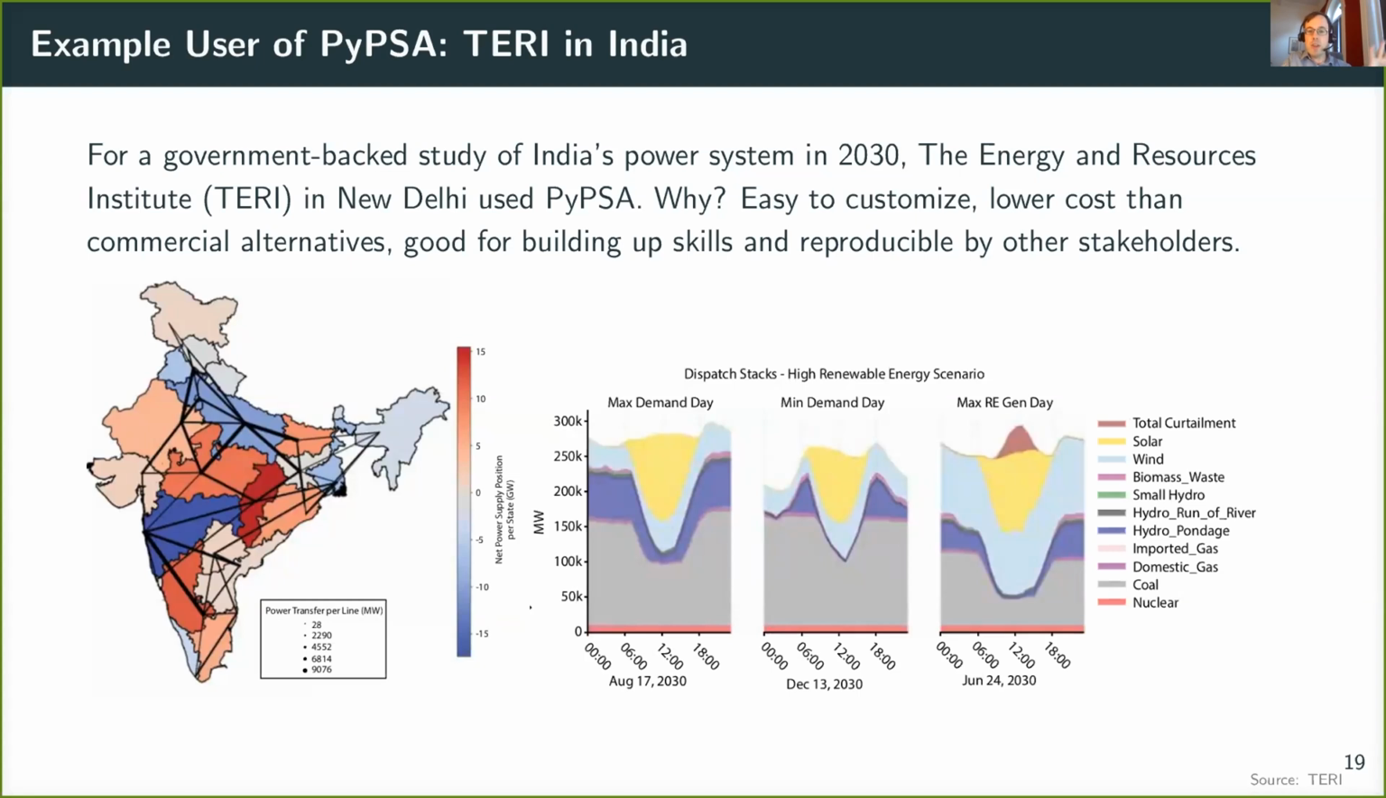There was an NREL study that was done from outside, looking at India in 2022, but this is really something homegrown. And the reasons why they chose open source in this case was not just a lower cost, that was certainly part of it, but the customizability was very important, that they could go in and change the constraints. It was very good for building up skills and passing on to other stakeholders. The alternative would have been commercial software, Plexos, where they would have had to pay license fees, and then it's harder to transfer.